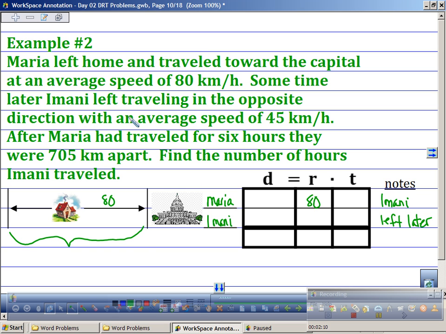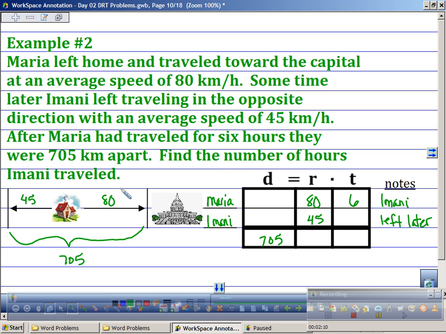Sometime later, Imani left traveling in the opposite direction with an average speed of 45. Put his speed right here. After Maria had traveled for 6 hours. Where are we going to put 6? Under time. Under who? Maria. After Maria had traveled for 6 hours, they were 705 kilometers apart. Where does 705 go? The total distance.